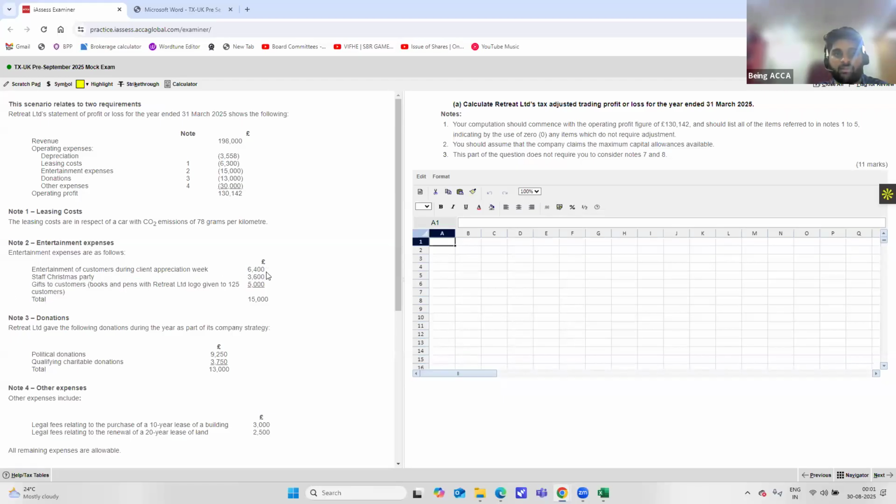Next, staff Christmas party of 3,600. Allowed or disallowed? Staff, it is completely allowed. Because it is allowed, you should show it with 0. Always remember, show it with 0 and you will get your marks. Otherwise, you won't. Though your end answer might be right, because you have not shown it as 0, you will lose out on the 0.5 you would get over here. Got it?